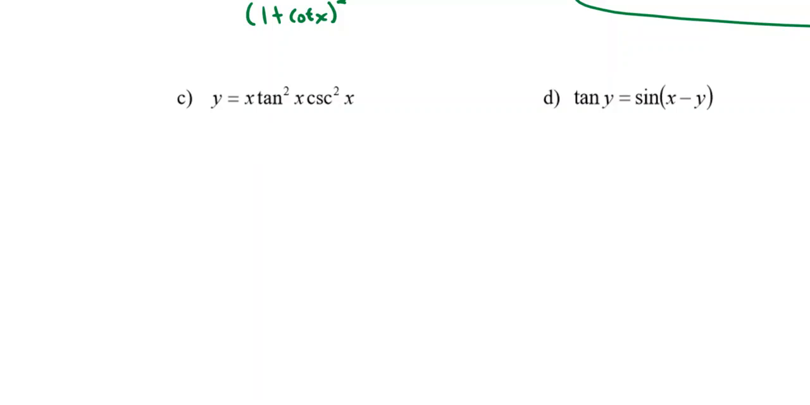It should all simplify to the right answer. But let's try breaking this one down into just simple trig ratios, just sine and cos, and see if we can cancel something. So y is equal to x times sine squared x over cos squared x times 1 over sine squared x.